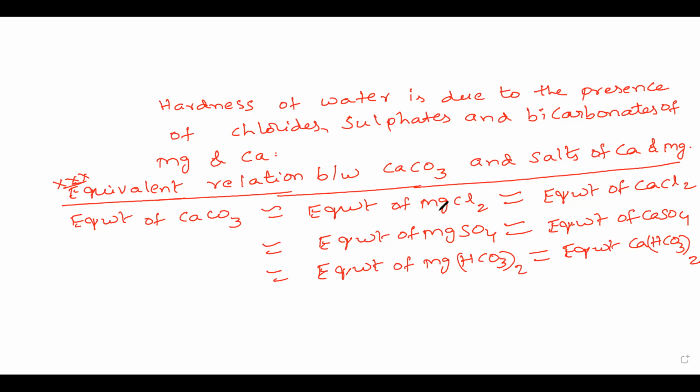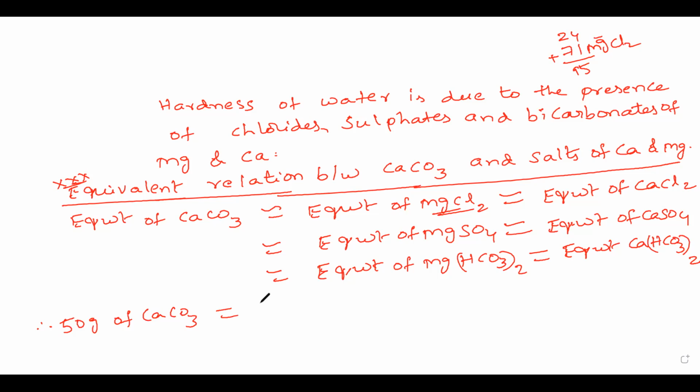So we have to compare equivalent weights. By this you can say that 50 grams of calcium carbonate, because the equivalent weight of calcium carbonate is 50 grams, is equivalent to the equivalent weight of magnesium chloride. So let us see, magnesium chloride is MgCl2. Mg is how much? 24. 24 plus 71 is equal to 95. This is magnesium chloride, so 95 grams.